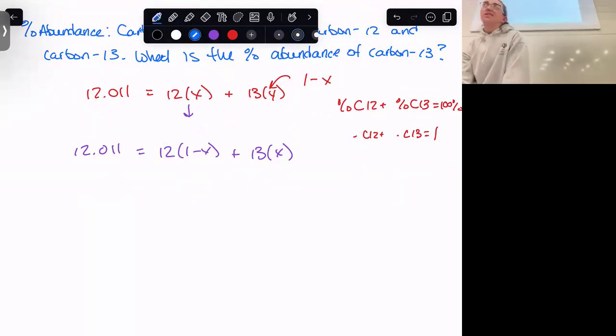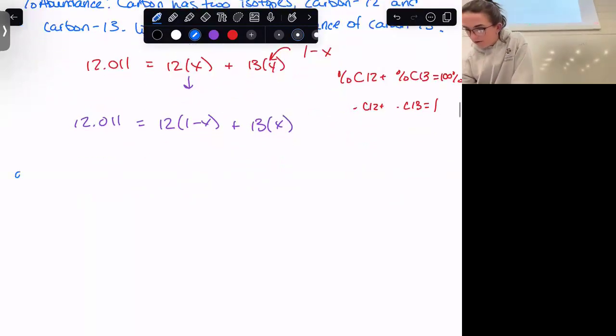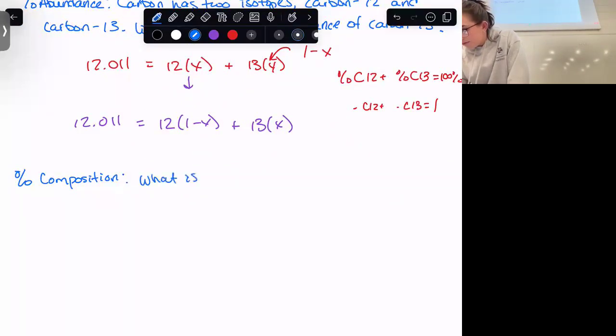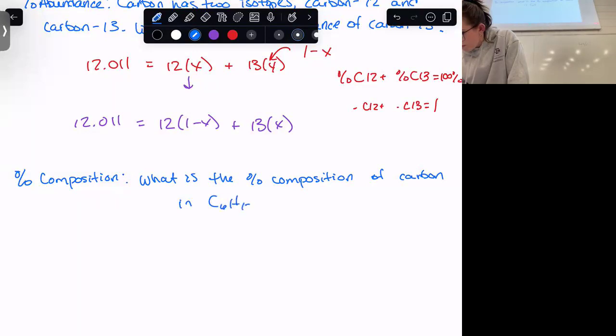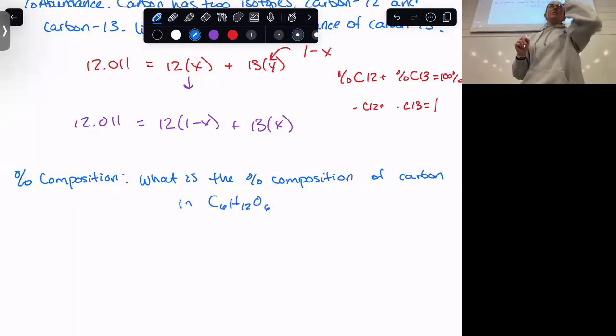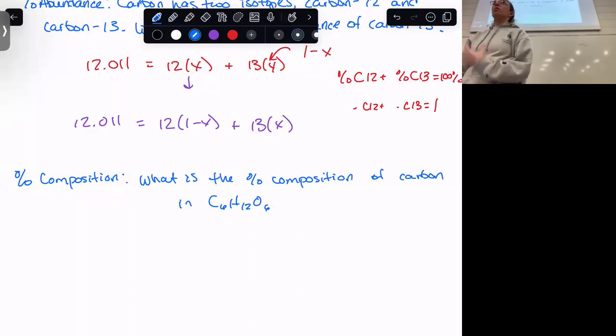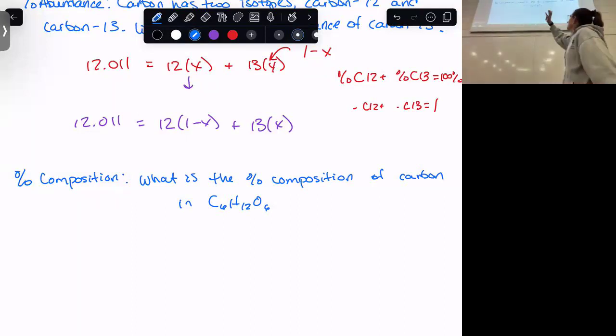An example of a percent composition question is that you're given a compound and you want to know what your percent of a certain element is. So in this case, we're given glucose, C6H12O6, and we want to know the percent composition of carbon in your glucose.